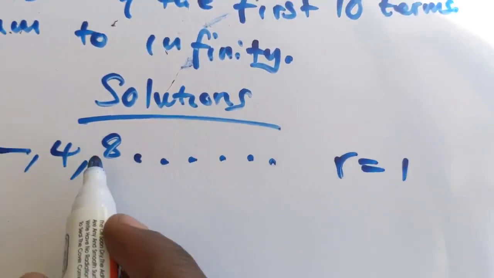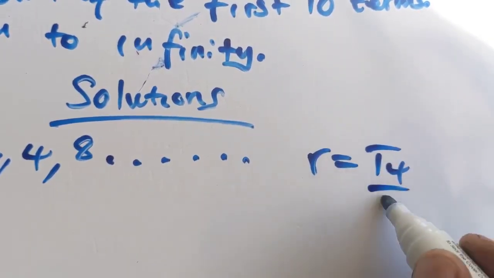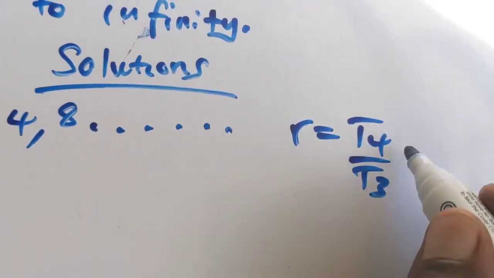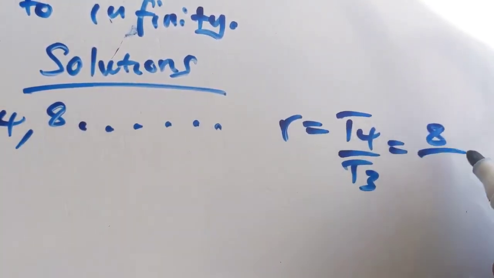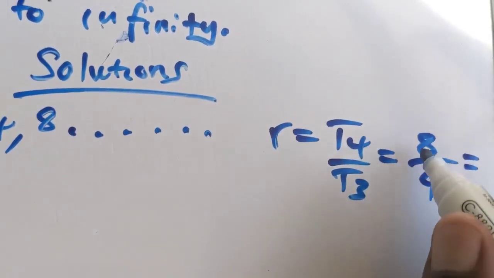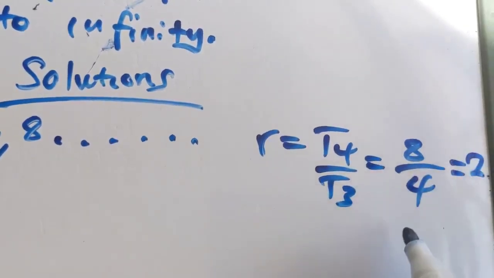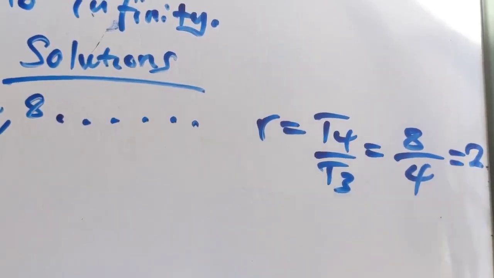So we have term 4 and term 3. So we can put term 4 divided by term 3, like that. You find that it is 8 divided by 4. So the answer, this into that, is going to give you 2. Okay, that is the answer right there.